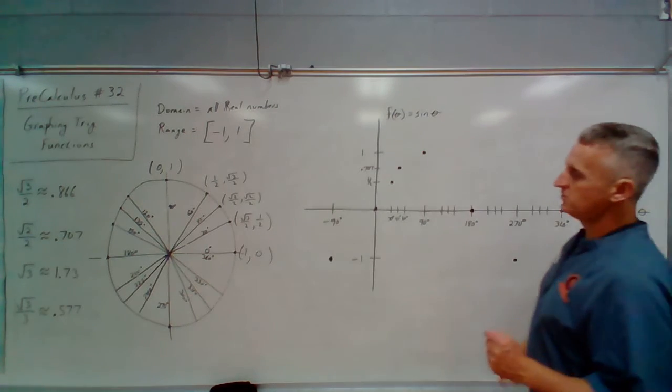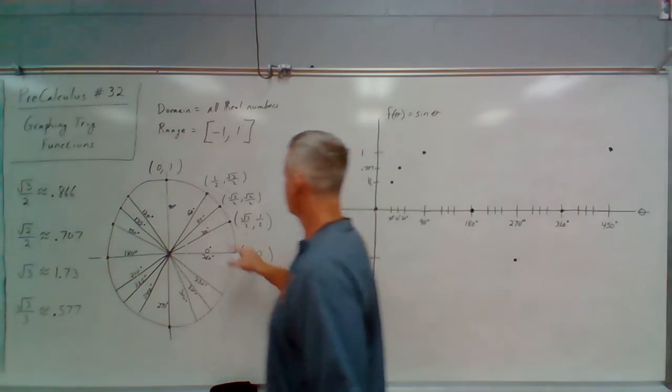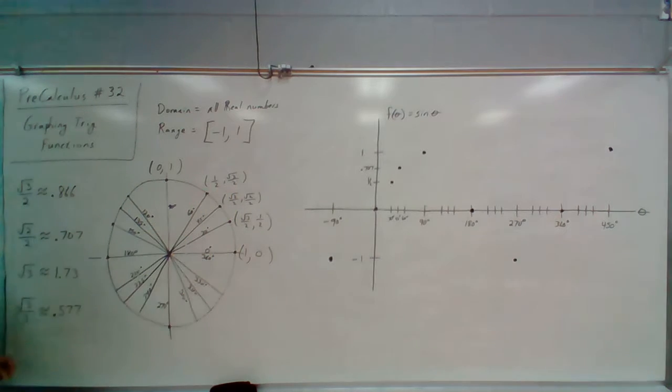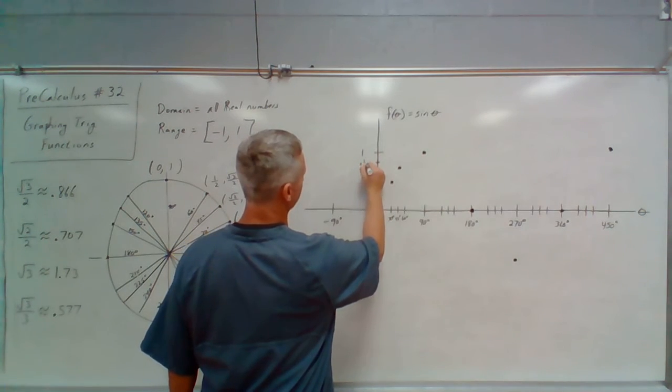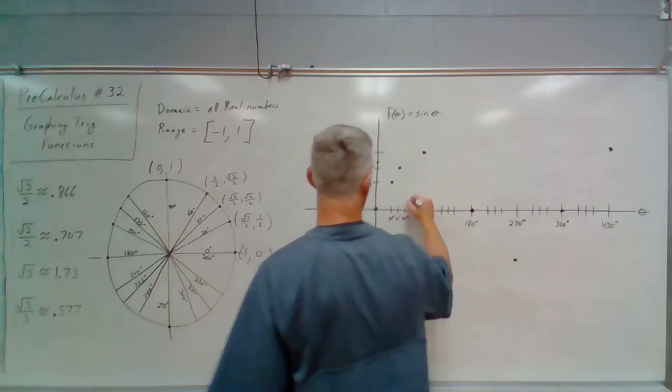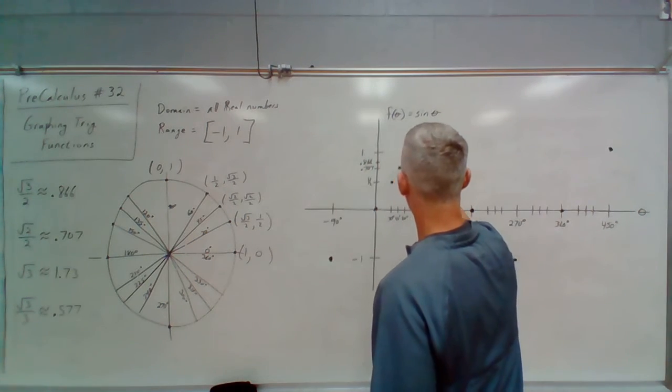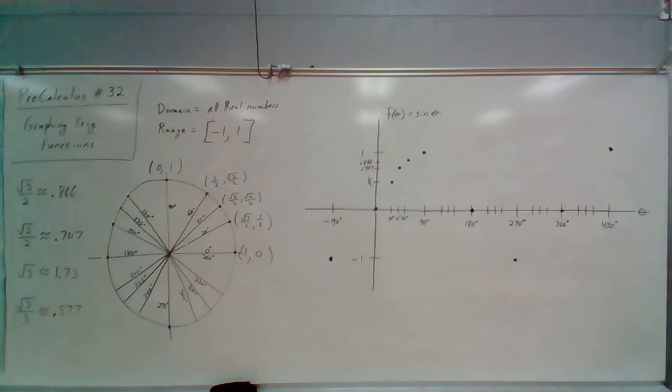All right, let's do the sine of 60 degrees. That would be the square root of 3 over 2. My calculator told me that was about 0.866, which would be about right in this area. Look at that. All right, let's do some more angles.